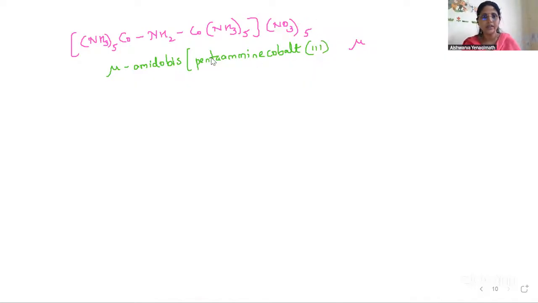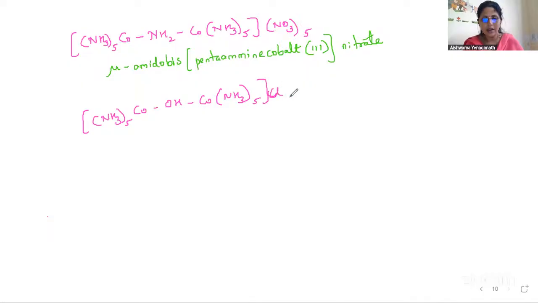And then outside the complex, what is there? Outside it is the NO3 group, and that NO3 group is nothing but nitrate. It is nitrate. Similarly, you can do one more example. I'll give you (NH3)5 Co OH Co (NH3)5, Cl5. So come on, tell me how you can do it.